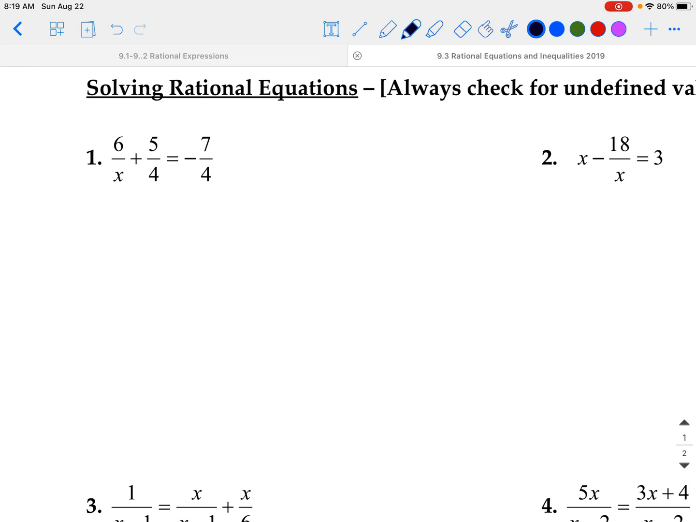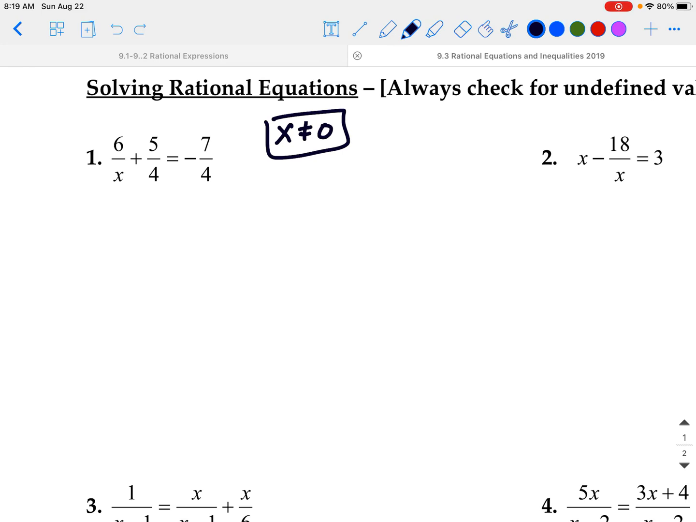So for number 1, we've got 6 over x plus 5 over 4 equals negative 7/4. So we'll note to start, x equals 0 cannot be a solution. Any other number can be, but not 0, obviously, because we have this x in our denominator. So our general goal is going to be to isolate x if possible. Otherwise, we're going to use some other techniques.